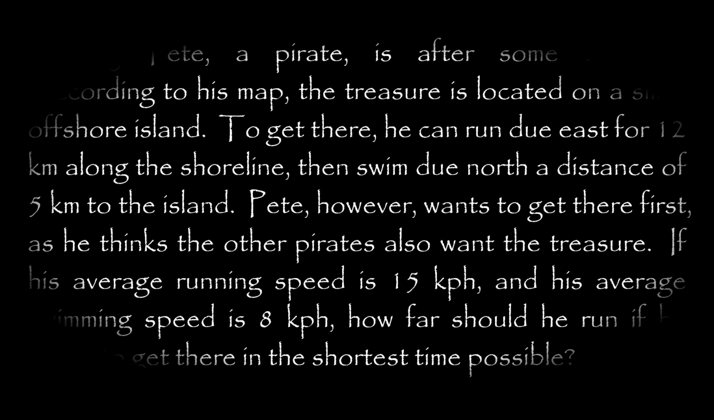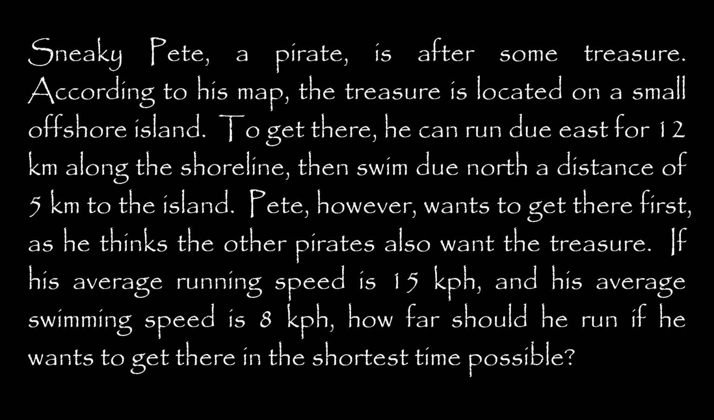In this video, we'll be looking at the following word problem. Sneaky Pete, a pirate, is after some treasure. According to his map, the treasure is located on a small offshore island. To get there, he can run due east for 12 kilometers along the shoreline, then swim due north a distance of 5 kilometers to the island.